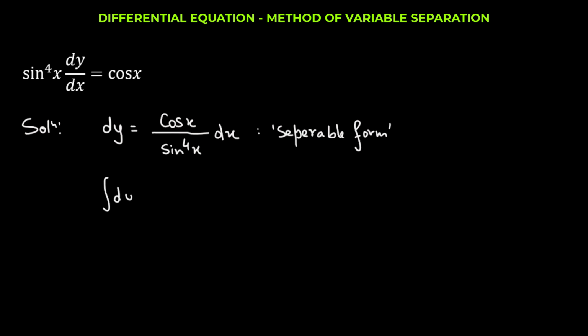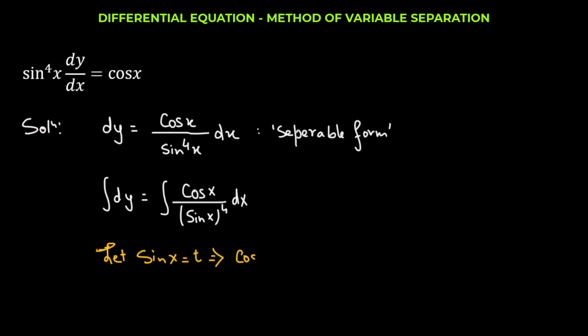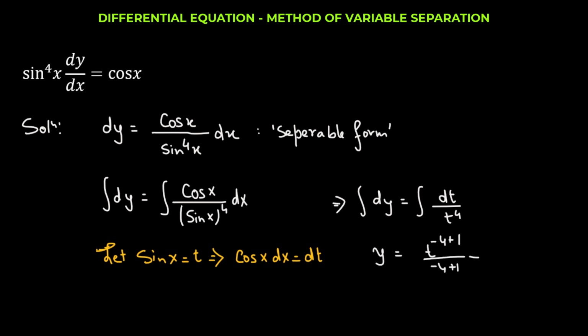That should give us integration dy equals integration of cosine x divided by sine x whole raised to the power of 4 integrated with respect to x. We're going to integrate the integral on the right hand side by the method of substitution. For that, we're going to assume that sine x equals t. Differentiating both sides with respect to x gives us cosine x dx equals dt, such that our integral now becomes integration dt over t raised to the power of 4. Hence we have y equals t raised to the power of negative 4 plus 1 divided by negative 4 plus 1 plus the constant of integration c.